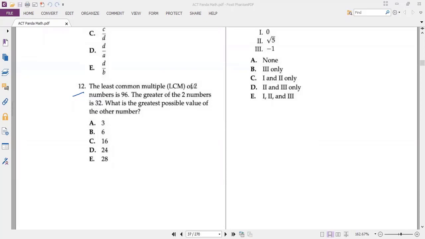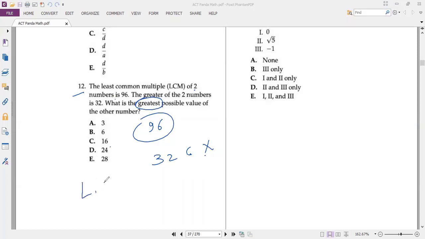Least common multiple of two numbers is 96. So we have LCM here. One of the numbers is 32, the other number is X. What is the greatest? He mentioned the greatest. Maybe some of these numbers can be X, yes, but he asked about the greatest. So which is the greatest number?